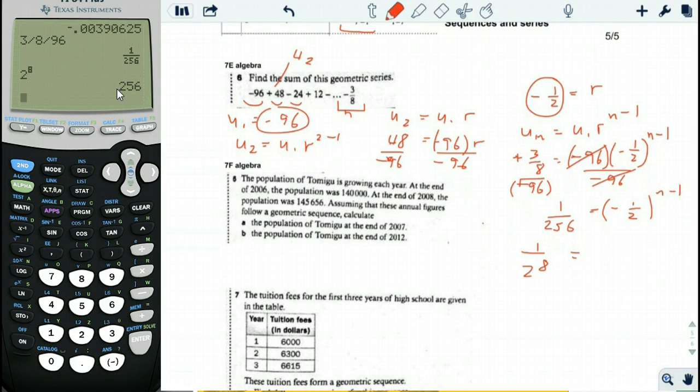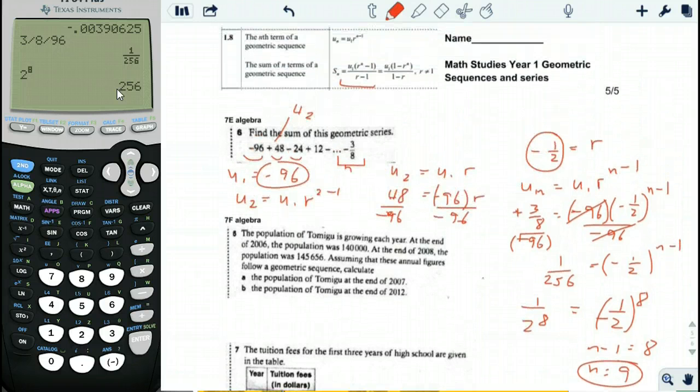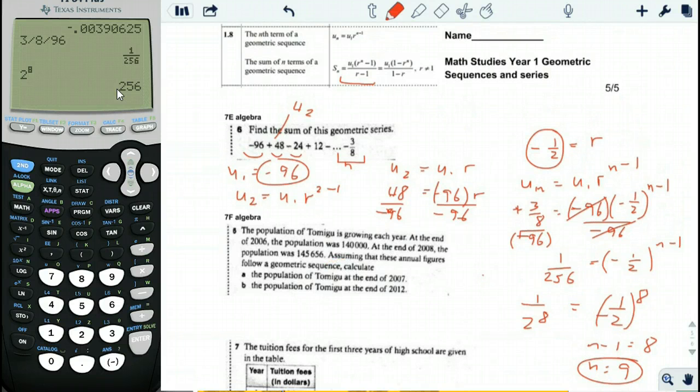And then that would be equal to 1/2 to the 8th, right? And it would also be equal to negative 1/2 to the 8th. So actually n minus 1 is equal to 8. And then n is equal to 9. So if you know n equals 9, then you can go back up here and say, okay, now I can finally use the sum equation.